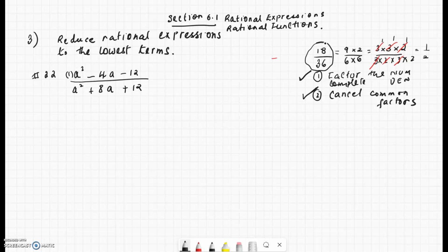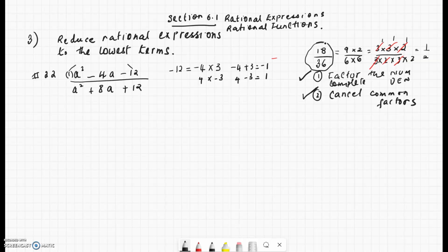And let's see if this can be factored. So we take the 1 and multiply it with the negative 12 and we get negative 12. And you can factor negative 12 in so many ways. You can go negative 4 times 3, but that's not going to work because negative 4 plus 3 is negative 1. And same thing with 4 times negative 3. That's not going to work because 4 plus negative 3 equals 1.